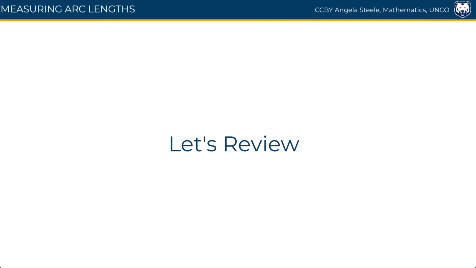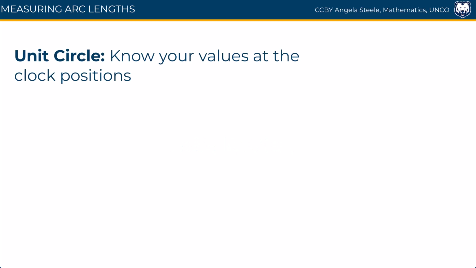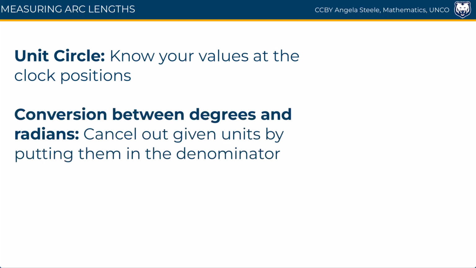All right, let's go ahead and talk about the summary. So some of the big ideas from this section is to make sure you have that unit circle and know the values at each of those clock positions. Again, put it on a note card and study and memorize those so that way you can immediately recognize that pi over 2 is equivalent to 1.57 radians. Another big idea is converting between degrees and radians and vice versa. So the idea is that we start with our given units, and the idea is we cancel those given units by putting it in the denominator.